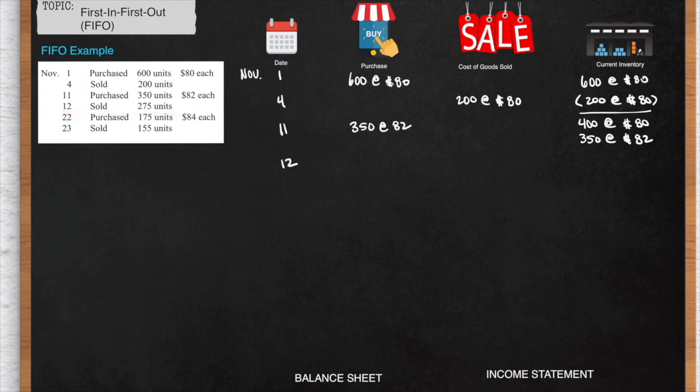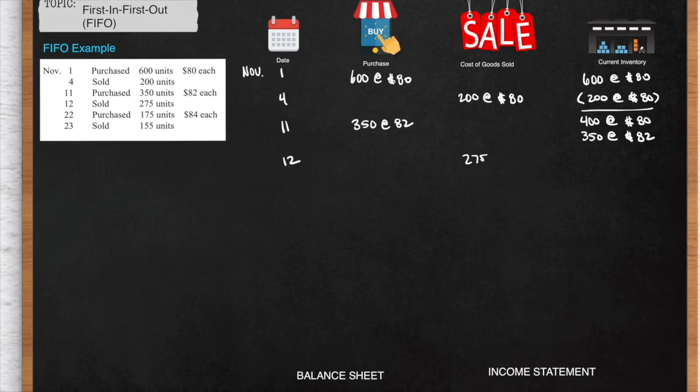So on the 12th, we sold 275 units. I'm going to stop right here. Here, you have to ask yourself, where am I going to get those 275 units? Am I going to pull it from the 400 at 80 or 350 at 82? Well, it's FIFO, so you want to sell the older inventory first. The older inventory is the 400 units at $80. So I'm going to pull my 275 that I sold from the 400 at $80. So here I'm just going to note that these 275 units are valued at $80.